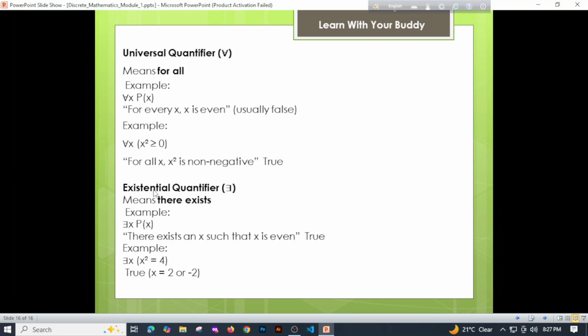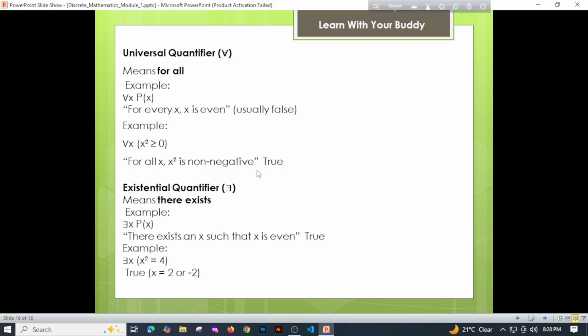And then the existential quantifier, which means there exists. There exists an x such that x is even. That's true. In the example you can see that whatever the number is, if we square it, it will be positive, like x squared equals 4. If 2 is negative, it doesn't matter.